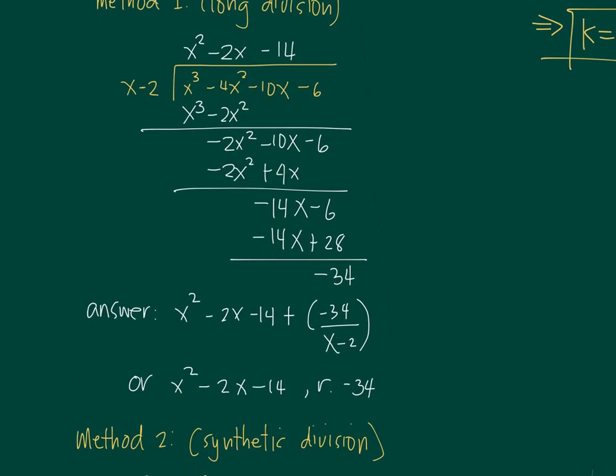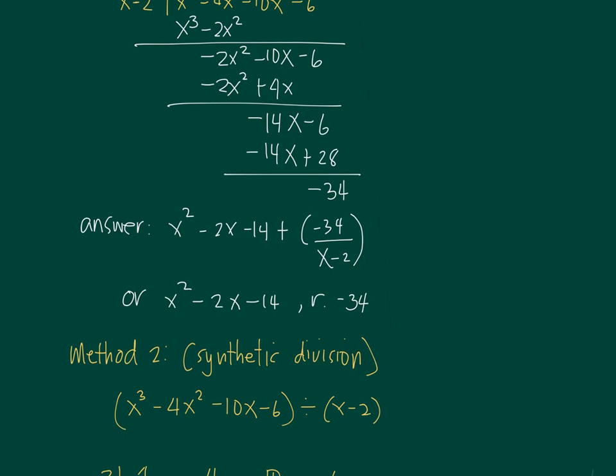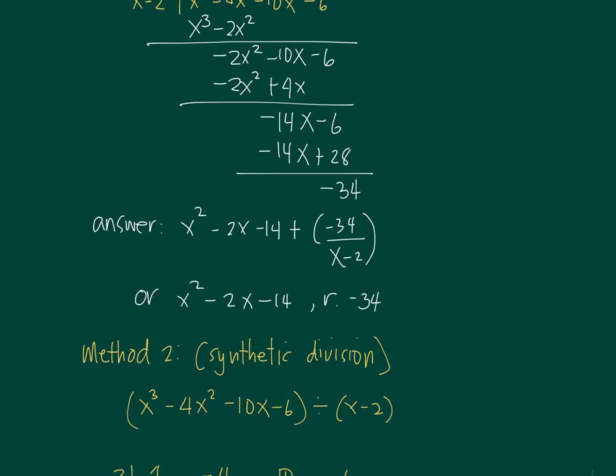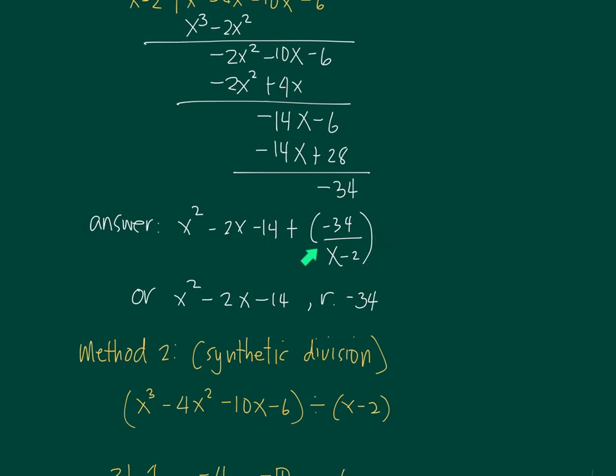By the way, when you write your answer, this is the quotient, and this is the remainder. This is one way of writing the remainder. If I'm adding the remainder to the expression, it should be the remainder that you got here divided by x minus 2. Some people will just write it as r dot negative 34, which means the remainder is negative 34.